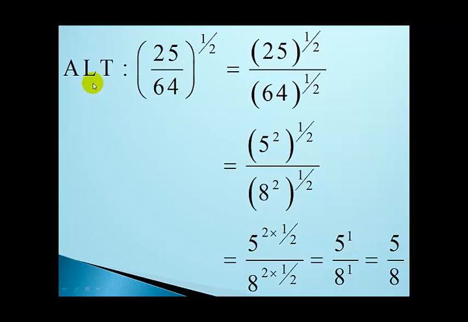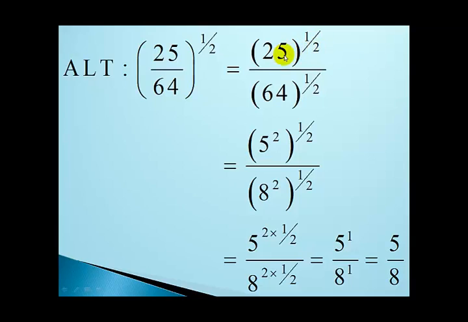Now let's look at an alternative approach of solving the same problem. We were given 25 over 64 exponent half in the question. Now according to the third property, this is equal to 25 raised to the power half divided by 64 raised to the power half. Now our concentration is on the exponent. The exponent is half. The denominator of the exponent is 2. Our concentration is on the denominator of the exponent.